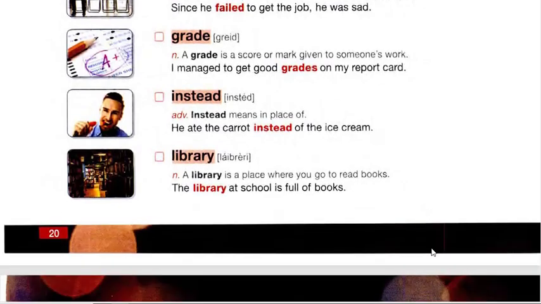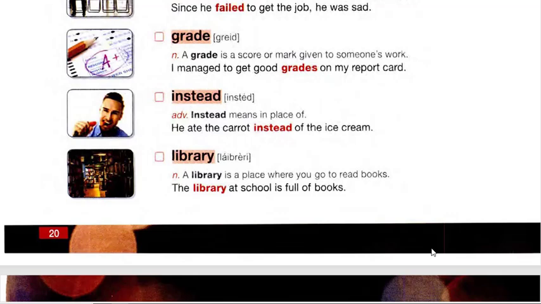The next word is grade. This is a noun، درجه معنا می‌دهد. A grade is a score or mark given to someone's work، امتیاز یا نمره‌ای است که به کار یک شخص داده می‌شود. I managed to get good grades on my report card، اینجا manage موفق شدن معنا می‌دهد، من موفق شدم نمره خوب را در گزارش خود بگیرم.